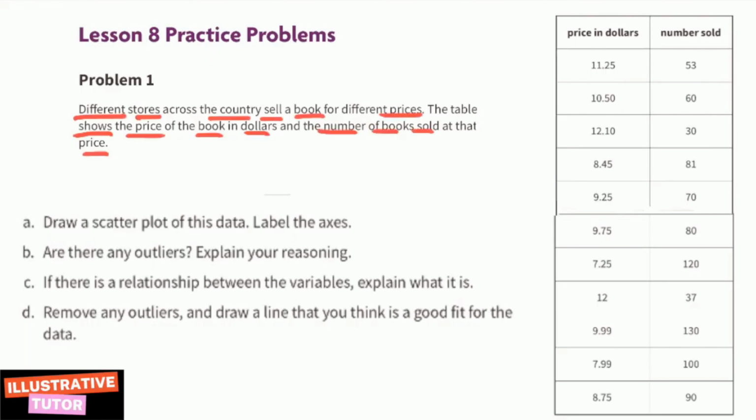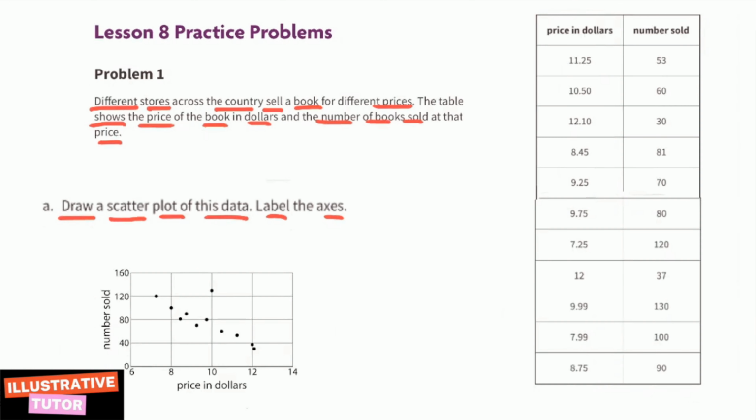Problem number 1. Different stores across the country sell a book for different prices. The table shows the price of the book in dollars and the number of books sold at that price. A. Draw a scatter plot of this data. Label the axes. The horizontal axis is the price in dollars, and the vertical axis is the number of books sold.